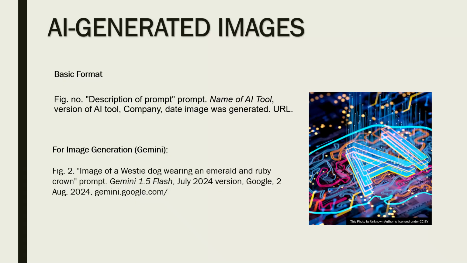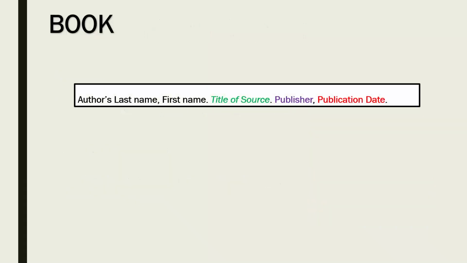This is the general format for a book in MLA. It is the author's name followed by the title of the book, the publisher, and then the last element is the publication date. So let's practice. Let's practice citing a book chapter.